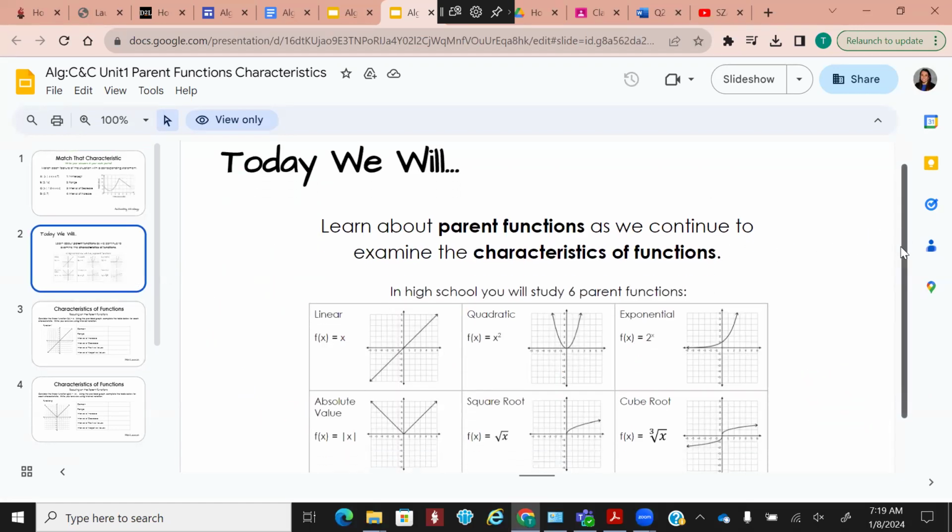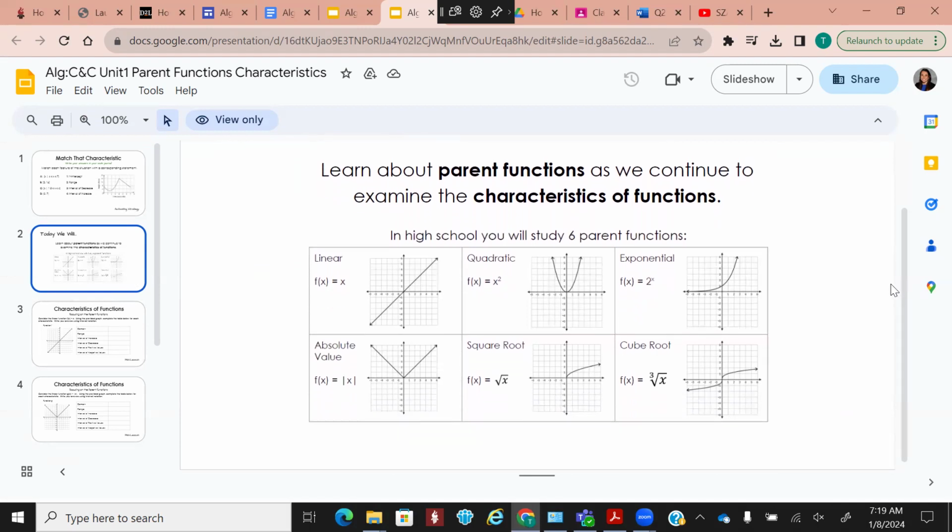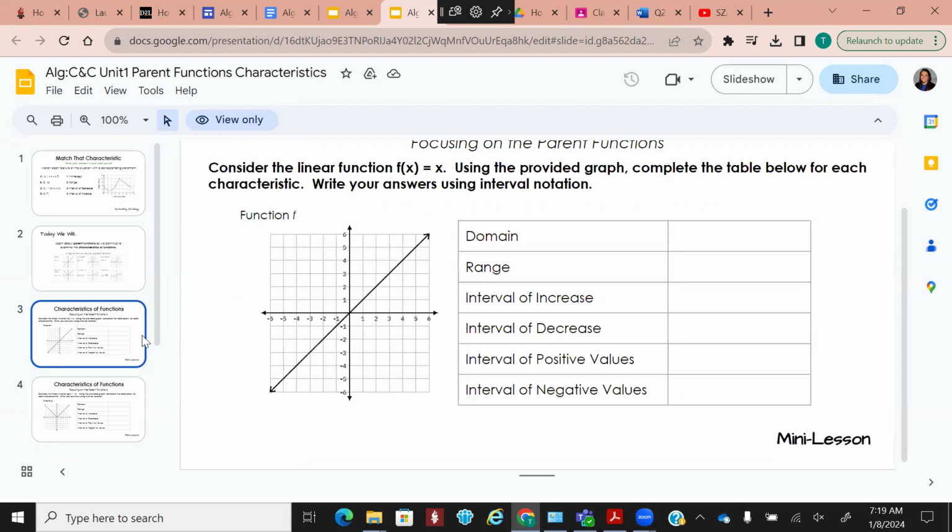So today we're going to talk about the parent functions. Last week we went over the first 3, and then we're going to talk about the other 3 in just a second. On your paper, you should have this graph. And again, I'm sorry that it's a little spotty. But we're going to talk about the domain, the range, the intervals of increase, intervals of decrease for all of these characteristics, for all of these different parent functions.